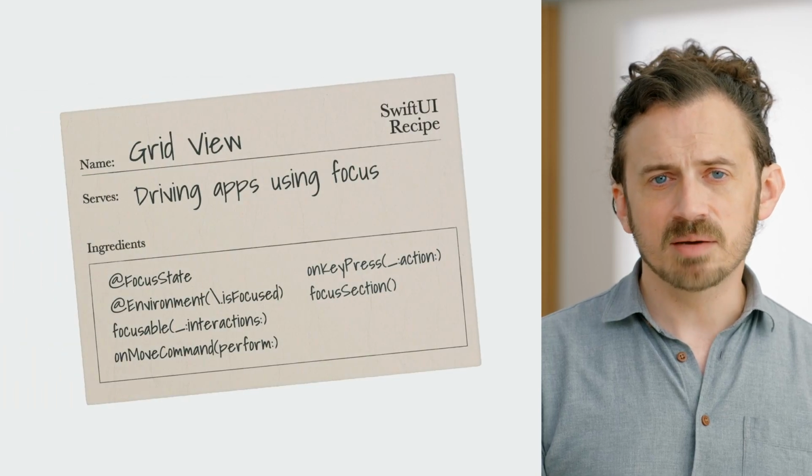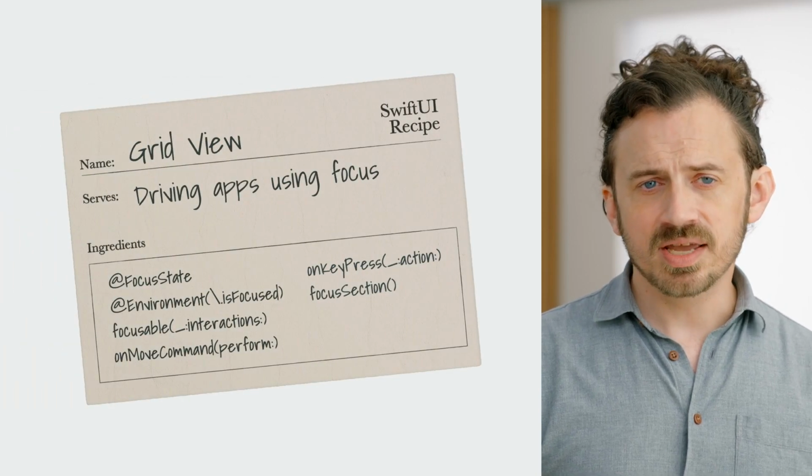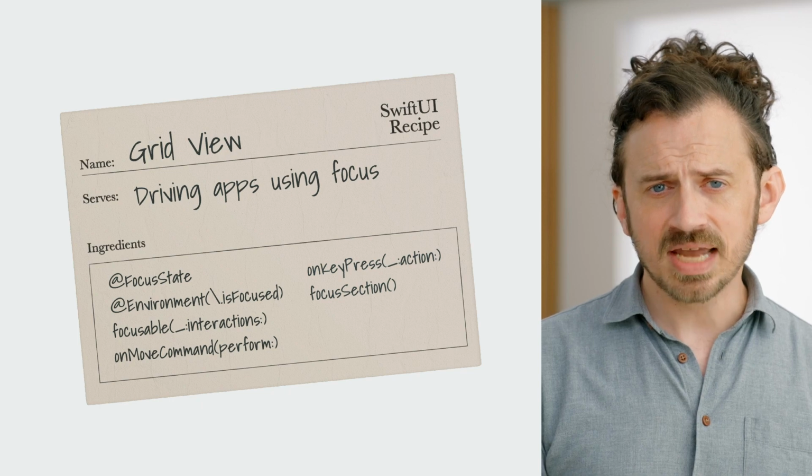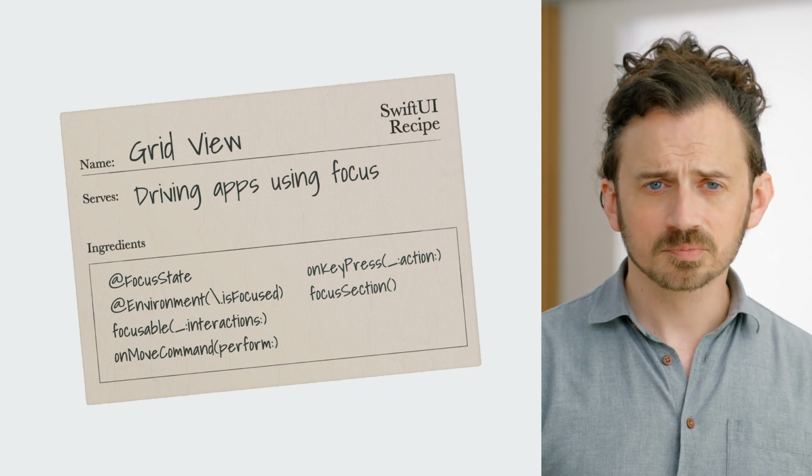Specifically, I want the grid to be focusable when I press the Tab key. And when focused, I want the arrow keys to update the selection. And I want the return key to take me to the selected recipe's details. I'll use several of the ingredients I talked about before, plus a few extra ones to help me handle key presses and customize how the grid appears when it has focus.